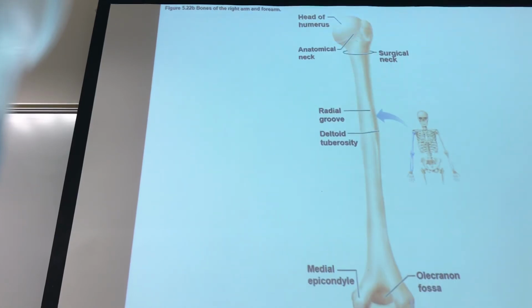And then the last part of the humerus that you're responsible for is this little notch right here. This notch is called the olecranon fossa. So you want to make sure you label all of those particular parts of the humerus.